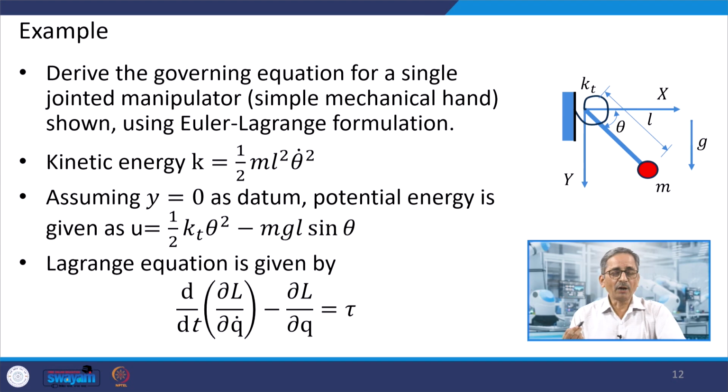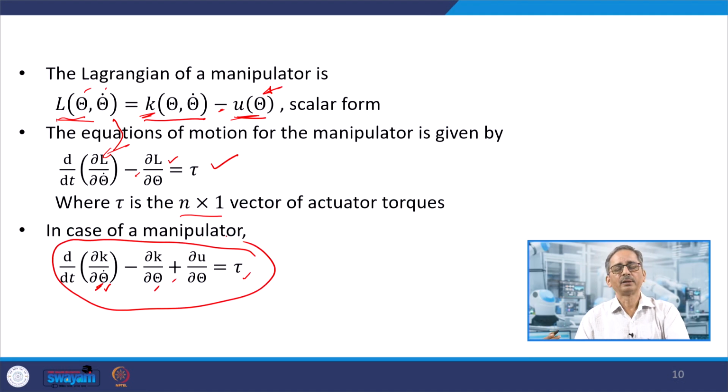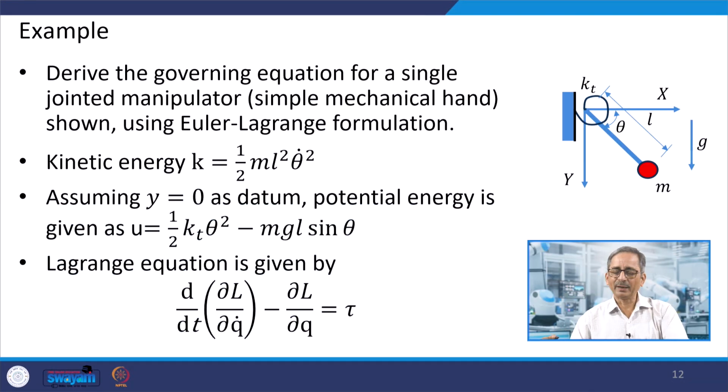Now let us use the Lagrangian equation which we have derived here in finding the equation of motion for a single degree of freedom and a 2 degree of freedom manipulator. To keep the problem simple, suppose this is a single degree of freedom manipulator. It could be just like our hand, a mechanical hand with a certain mass at the grip here.